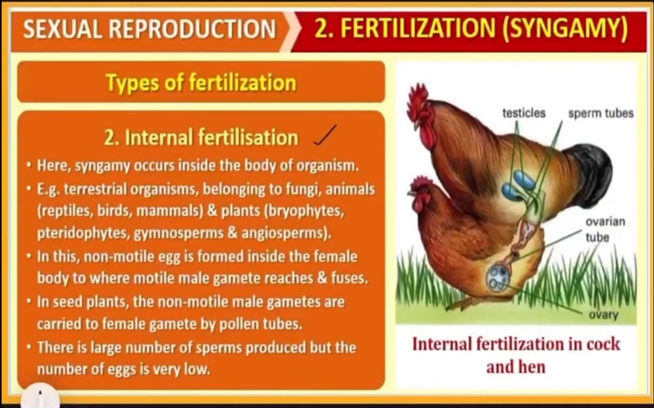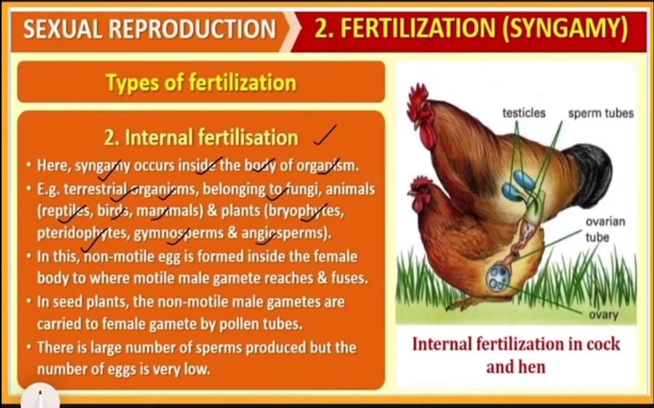Here, syngamy or fusion of male gamete with the female gamete occurs inside the body of the organism. For example, in case of terrestrial organisms belonging to fungi, animals like reptiles, birds, mammals, and plants like bryophytes, pteridophytes, gymnosperms, and angiosperms, the fertilization takes place inside the body of the organism.